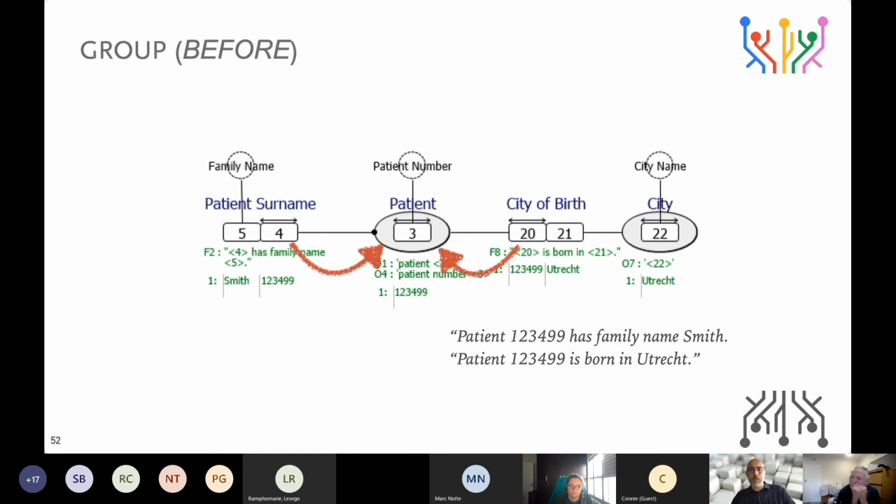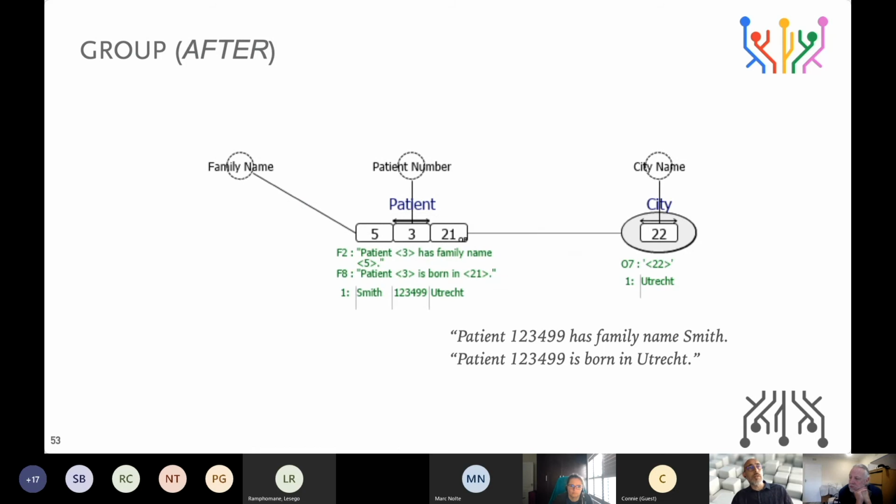Let's group some of the information elements here. Starting at role number 4, it has the example population 123499, which also is under role 3 with patient, which is also the same as under role 20. So what we're doing in the first step is we're grouping patient surname and city of birth into the patient. Let's see what happens there. The diagram changes slightly, yet the communication is still intact. The communication did not change. We simply grouped some of the relations into one.